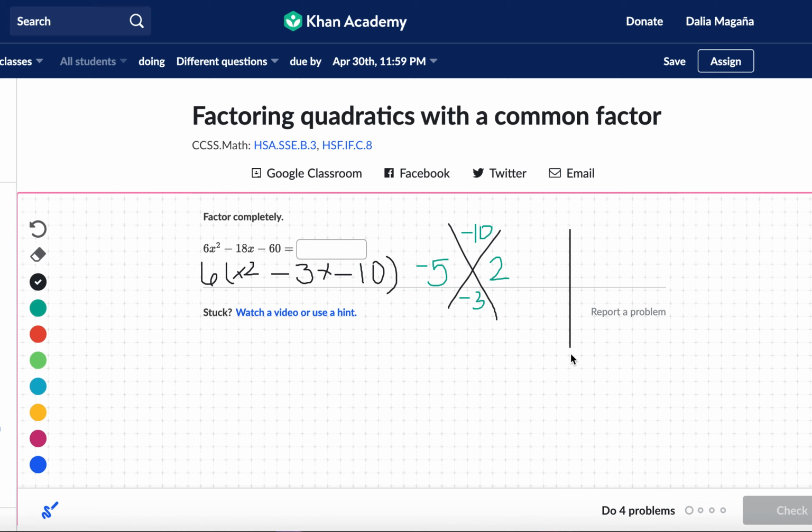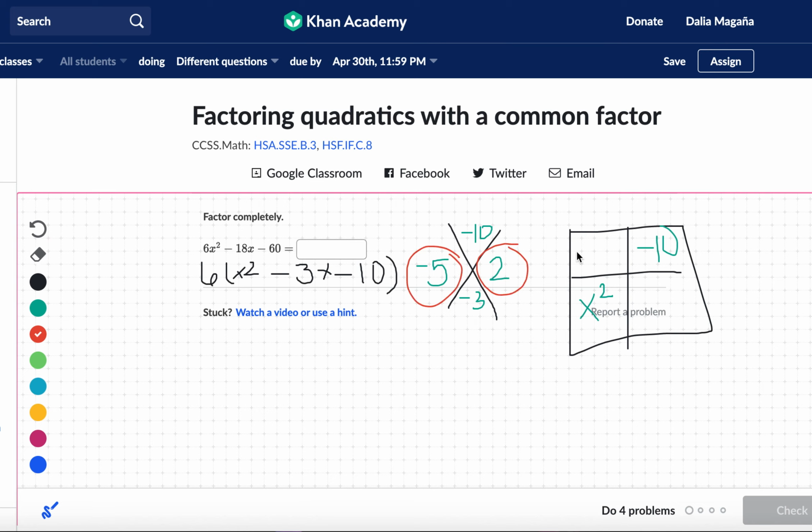Now let's go ahead and do my generic rectangle and set it up. First value goes in the bottom left, so x squared. Last value goes across it, negative 10. And in these two boxes, we put whatever we got in our diamond, which is the negative 5, so that goes here, negative 5x, and 2x. So now I have to find the dimensions of every smaller box.